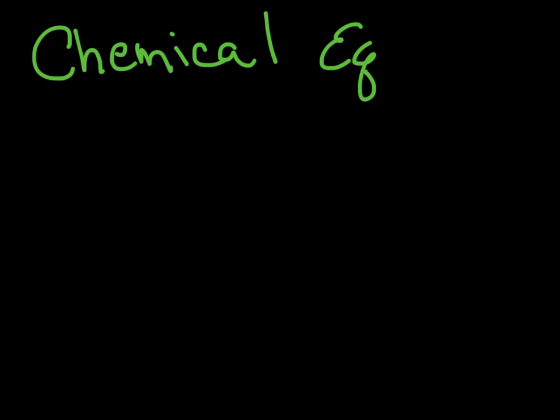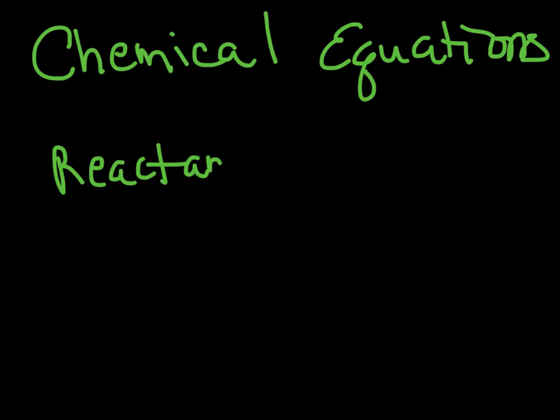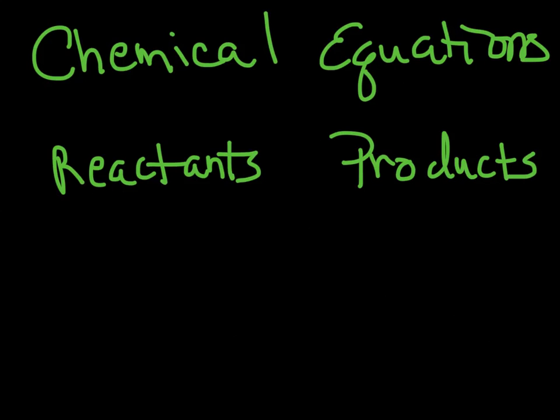You need to know how to work with chemical equations. Remember, these show how atoms are rearranged in a chemical reaction. The reactants are on the left, and the products are on the right. They're rearranged, not destroyed. You must, again, have equal amounts on both sides.